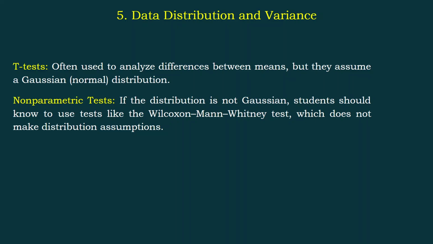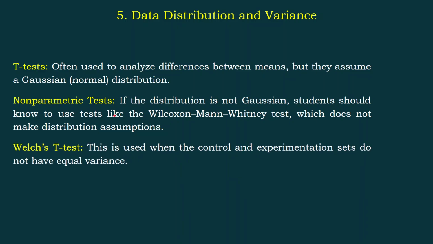Then there is the non-parametric test. If the distribution is not Gaussian, students should know to use a test like the Wilcoxon-Mann-Whitney test, which does not make distribution assumptions. So the t-test assumes a Gaussian normal distribution, whereas this non-parametric test does not assume any distribution.